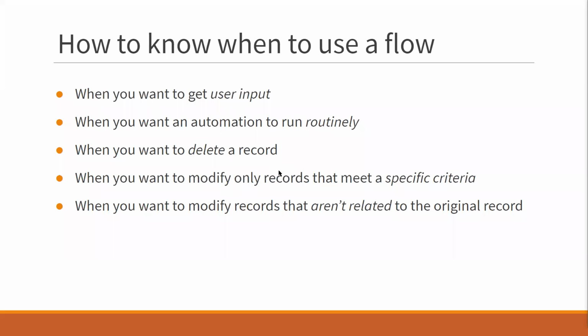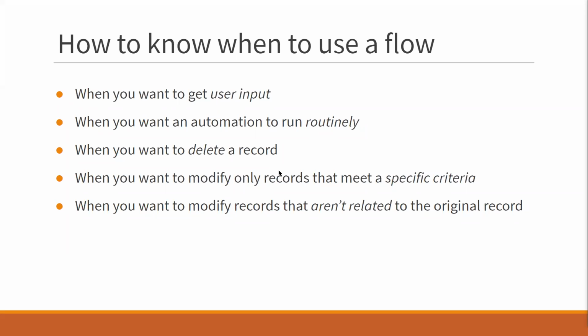And one of the last times that I want to talk about when you're going to use a flow is if you want to modify records that aren't related to that original record. So as I mentioned on the last slide, if you kind of picture that object schema in your mind, if you have a case and it is related to an account and a contact. Well, if we want to modify that account or contact, we can use a Process Builder. Most people are used to it. It's a little less intimidating. That is the first place people go for that kind of thing.